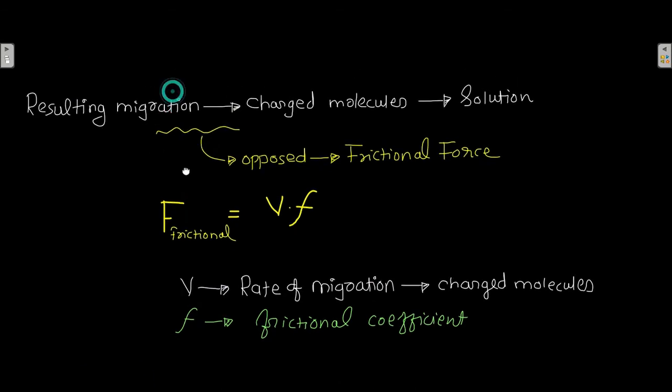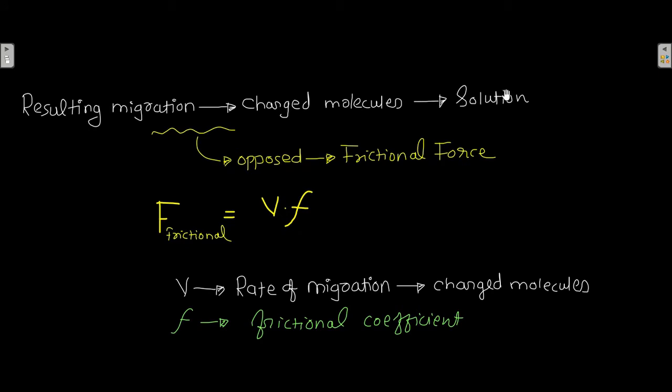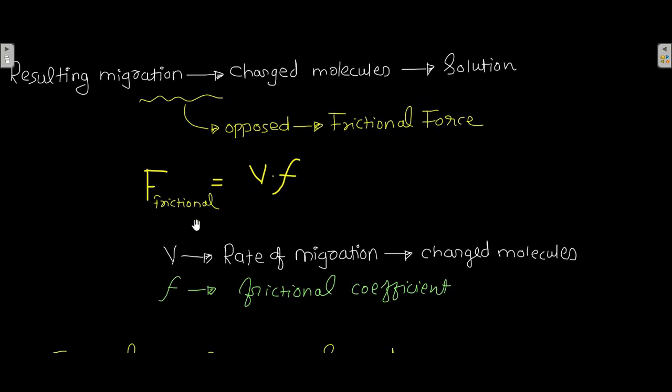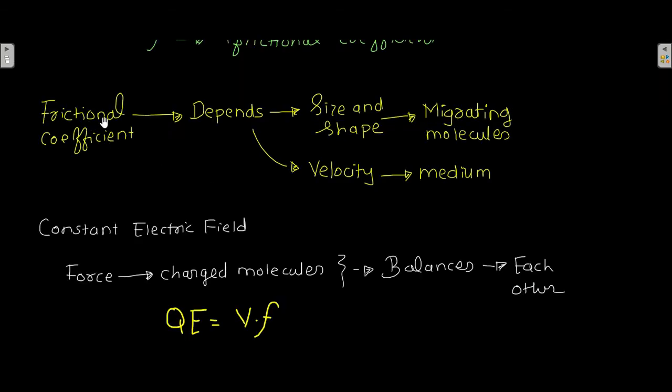Now the resulting migration of the charged molecules in the solution because of this force is opposed by a frictional force. This frictional force, which opposes the migration of charged molecules in solution, is given by F frictional equal to V into F. Here V represents the rate of migration of charged molecules, and F represents the frictional coefficient. So the frictional force opposing the flow of charged molecules is equal to the rate of migration into the frictional coefficient. This frictional coefficient depends upon two things: the size and shape of the migrating molecule and the viscosity of the medium.